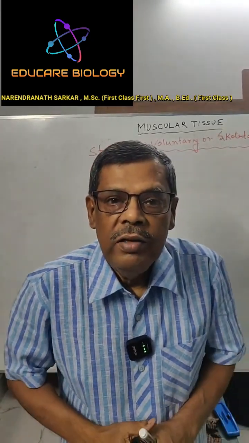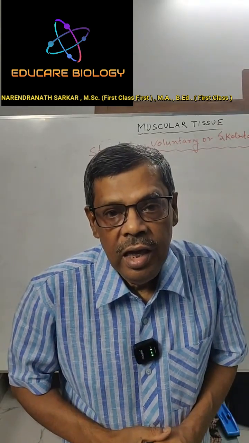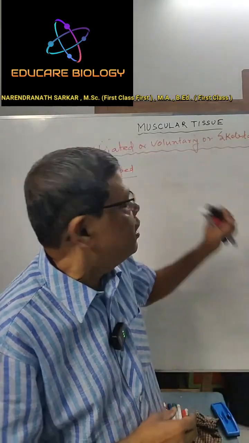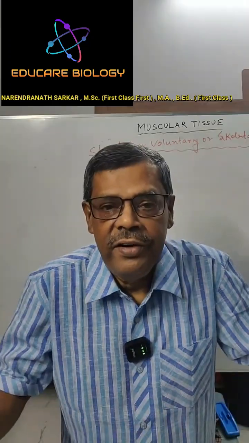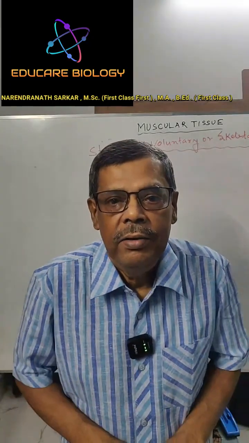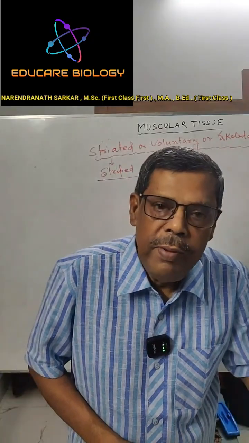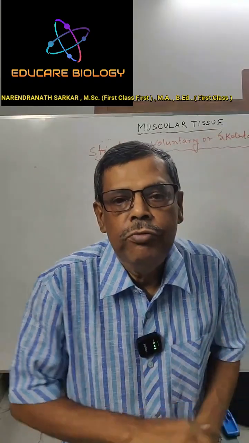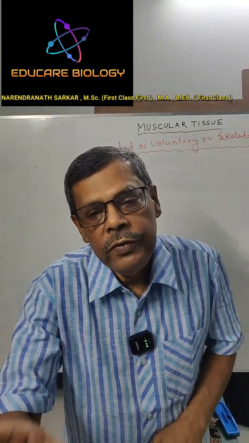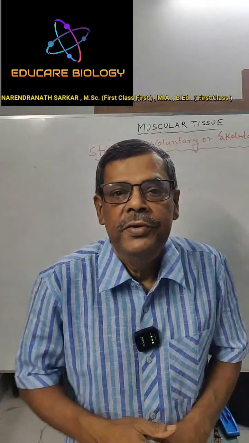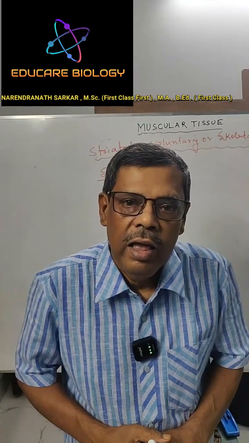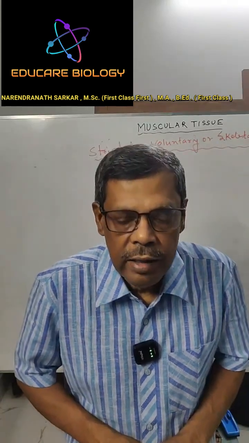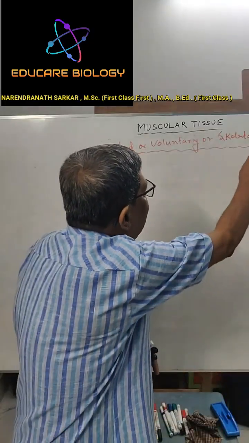Why is it called striped? In transverse section, this muscle shows the striation, that is alternate bands, A band and I band, which are alternately found in this tissue fiber. So it is called striped or striated muscle. This tissue is also attached to the skeleton. That is why it is called skeletal muscle.